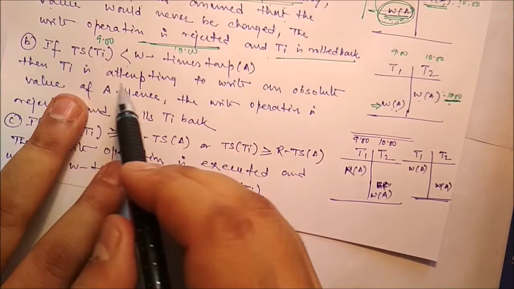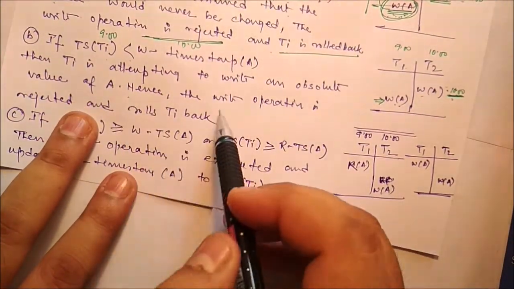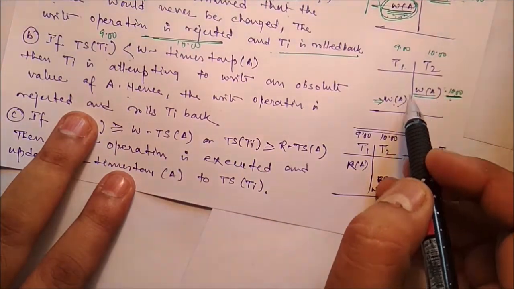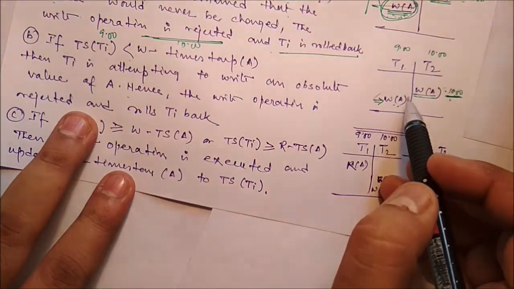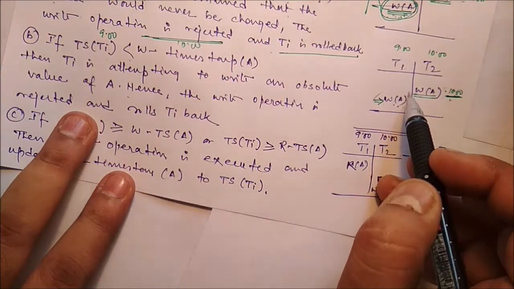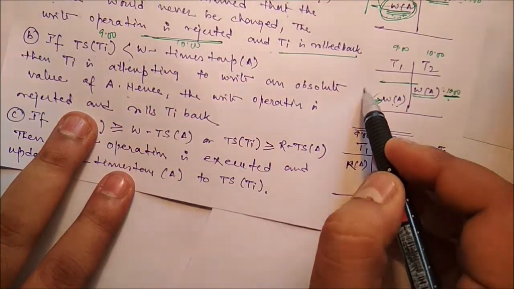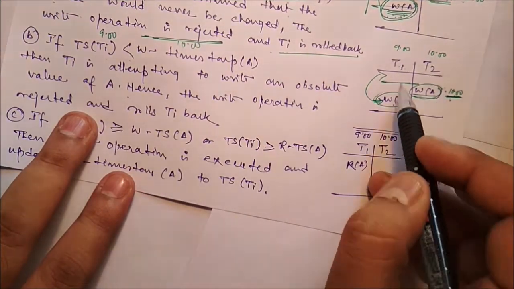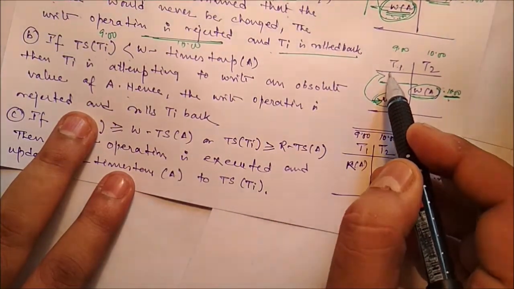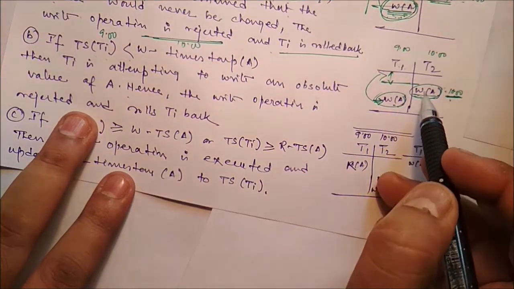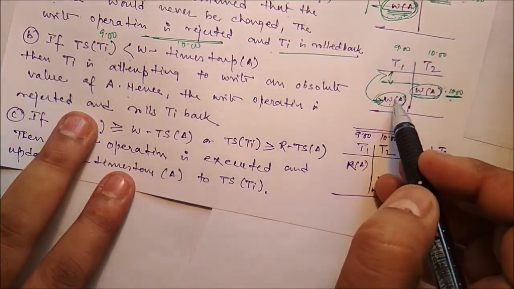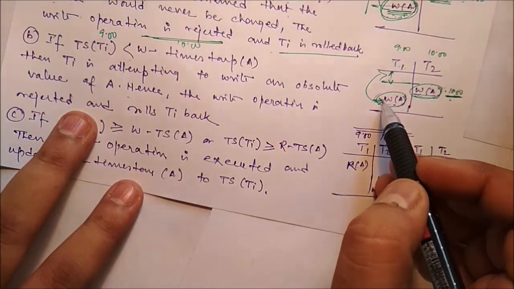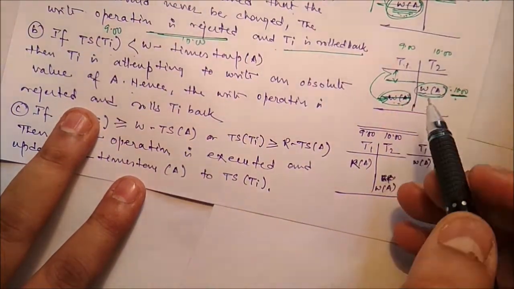So Ti is attempting to write an obsolete value of A, hence the write operation is rejected. Here it is already written, and T1 is trying to overwrite it, which is already obsolete, because T1 must execute this write operation before that write. Now T1 tries to execute after that operation. That means this write operation is old and not required. So this write is rejected and T1 is rolled back.